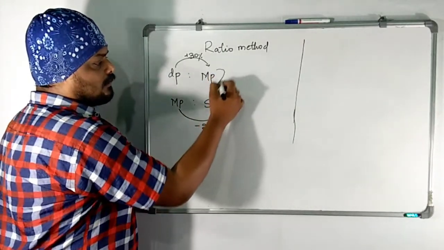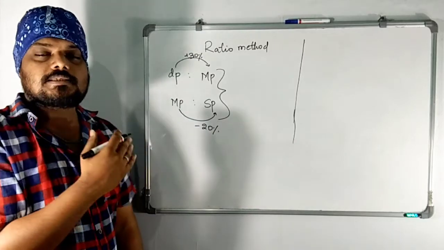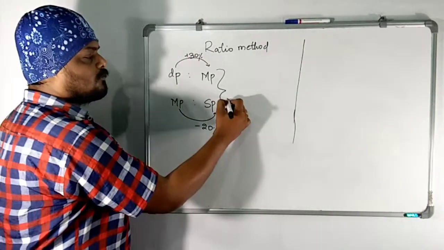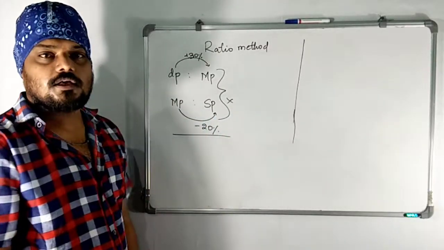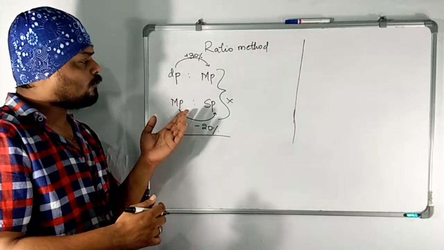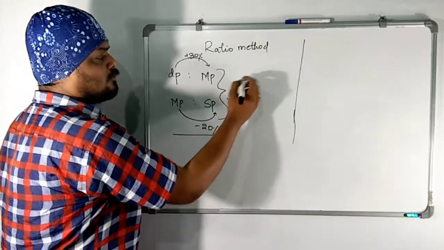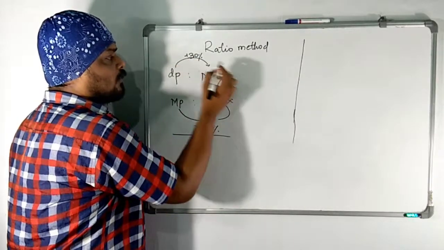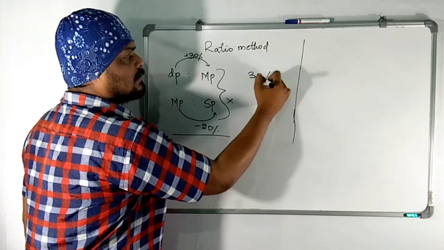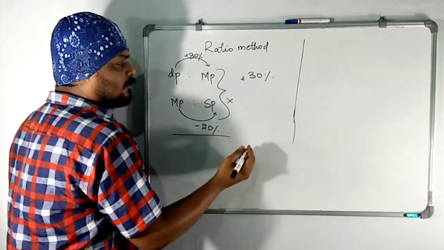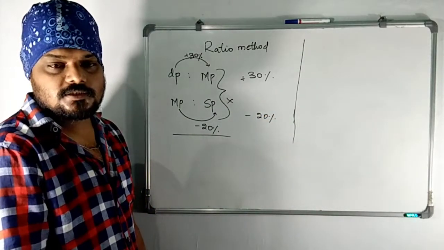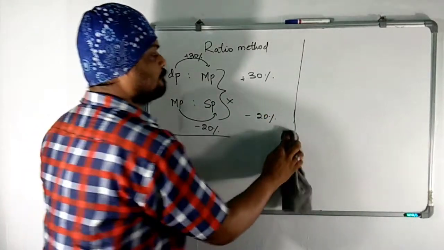Here we are solving a successive concept. For solving a successive concept, we just have to multiply the given ratios. So what are the ratios here? I am taking the values of the ratios. First of all, he increased 30 percent, and then later he decreased 20 percent.